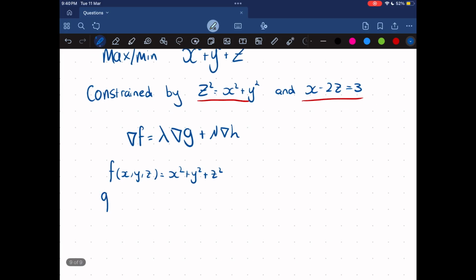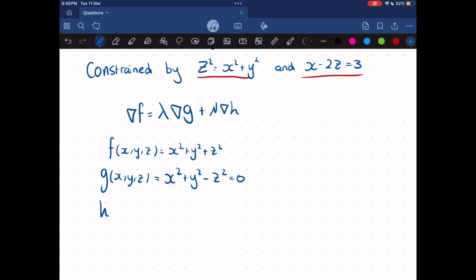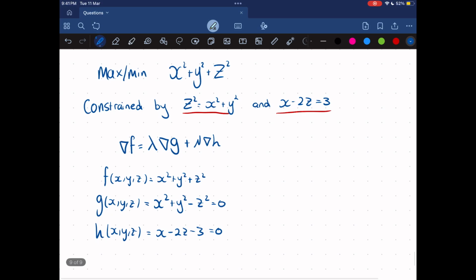We'll say g of x, y, and z is equal to 0. We're going to make an implicit function, x squared plus y squared minus z squared, which is also equal to 0, and our h of x, y, and z is x minus 2z minus 3 equals 0. So at the end of this, we should be left with 5 different equations to come out with some points that should maximize and minimize this function.